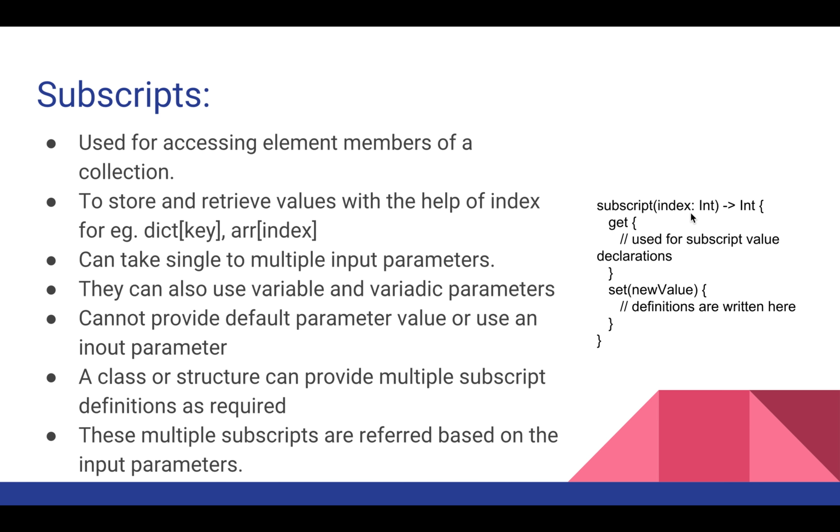Subscripts can take any number of input parameters, and these input parameters can be of any type. Subscripts can also return any type. Subscripts can use variadic parameters, but they cannot use in-out parameters or provide default parameter values. A class or a structure can provide as many subscript implementations as it needs. An appropriate subscript will be inferred based on the types of values that are contained within the subscript brackets. The definition of multiple subscripts is known as subscript overloading.